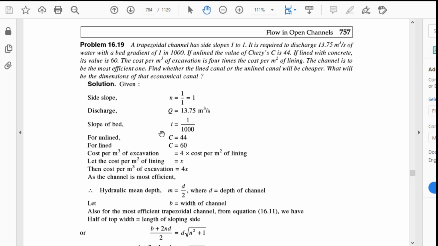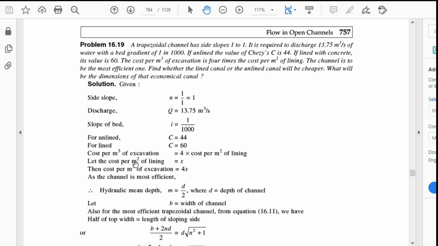For unlined canal C is 44, and for lined canal C is 60. Now this condition, which is the cost condition, can be written in terms of x. They have given that the cost per meter cube of excavation is 4 times the cost per meter square of lining. So we can assume that the cost per meter square of lining is x.